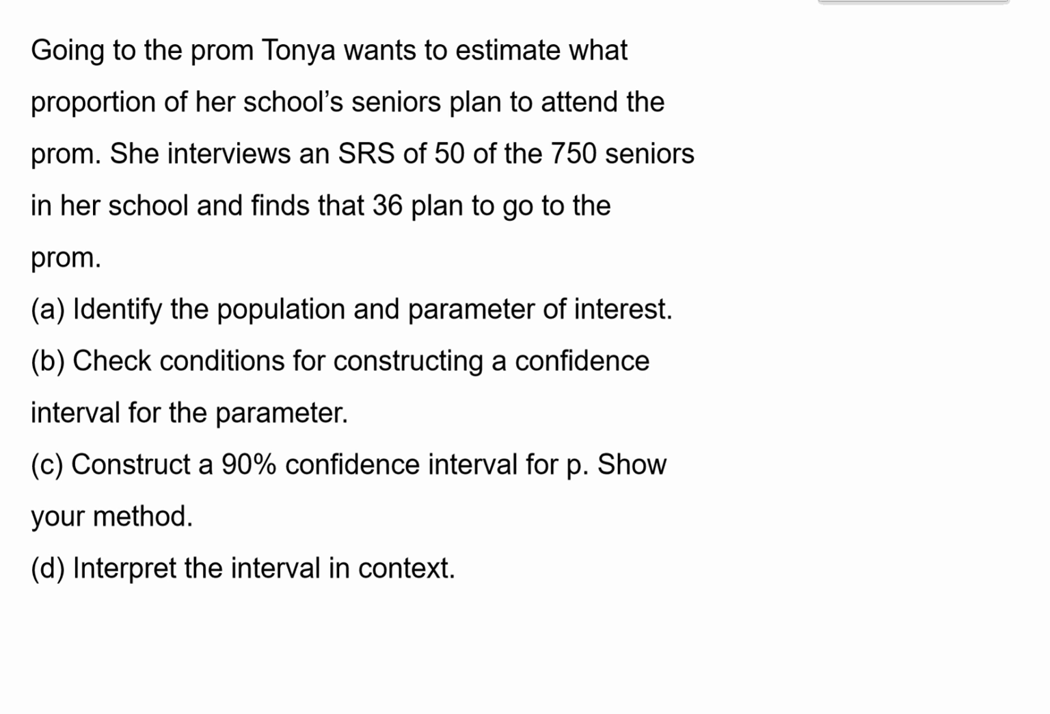Okay, so today we're going to look at something called a one proportion Z interval. It's a way of estimating the population proportion for a particular parameter. So let's take a look at this problem.